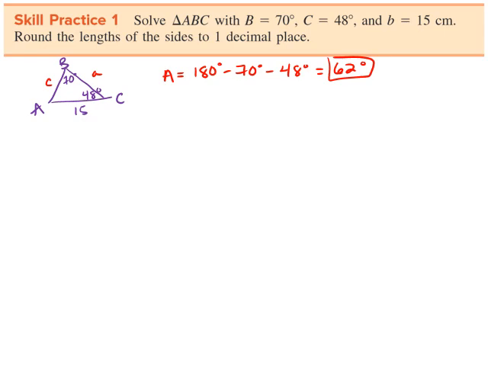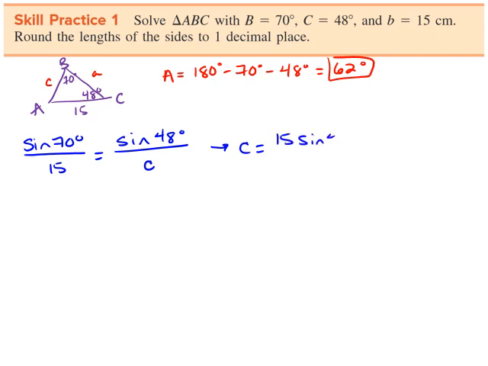Okay, now I'm going to use the ratio with B, and I'm going to find side C. So sine of 70 degrees over 15 is equal to sine of 48 degrees over C. When I cross multiply, I'll find that C is equal to 15 sine of 48 degrees over sine of 70 degrees. Plugging this into my calculator, I should get approximately 11.9 centimeters.